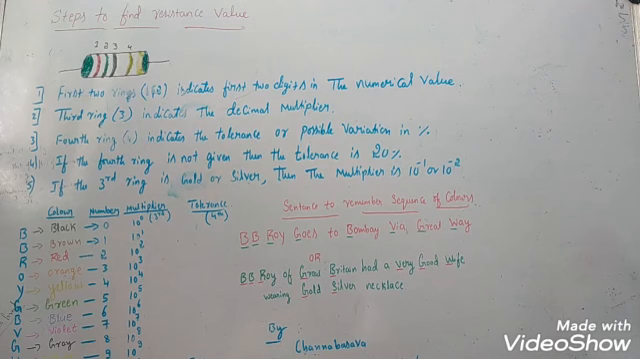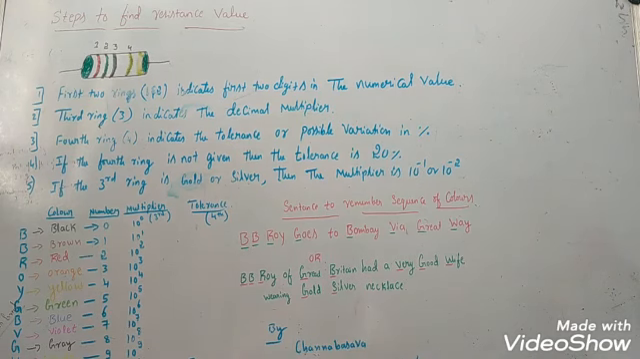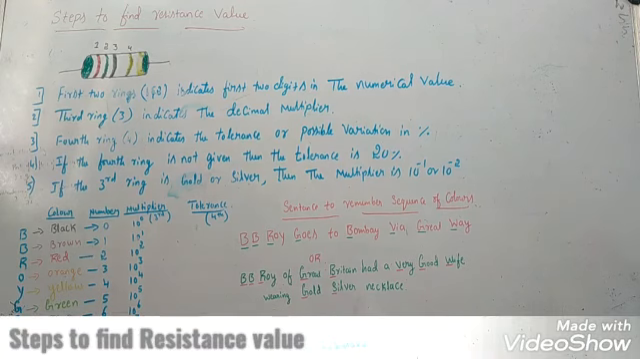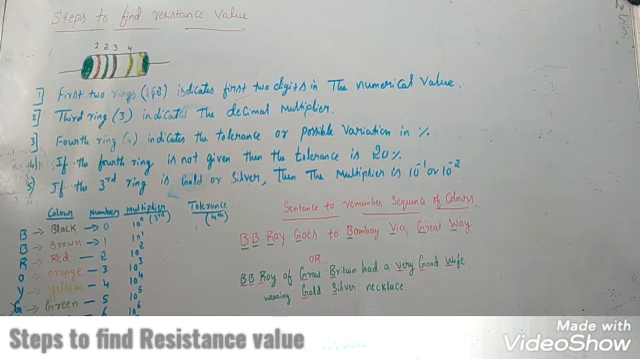Because of the small size of the resistor, a color code is used to find the resistance value. The next step is how to find the color code, that is, the steps to find the resistance value. In the given diagram, that is a generally available carbon resistor, and I wrote 1, 2, 3, 4. These are nothing but rings of different colors, used to find the resistance.